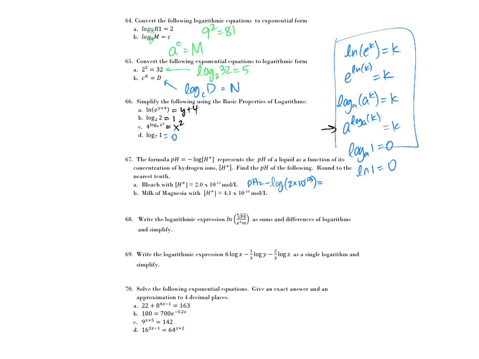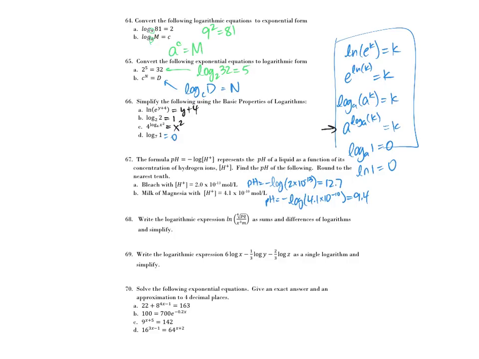So I got 12.69 from my calculator, round to the nearest tenth, so 12.7. Okay, and then milk of magnesia, so the pH of that is going to be negative log of 4.1 times 10 to the negative 10th. So I'm just going to plug that into my calculator. Negative log of 4.1 times 10 to the negative 10th. And I got 9.4 if I round to the nearest tenth. 9.4. Okay. On 68, I want to write this as sums and differences of logarithms.